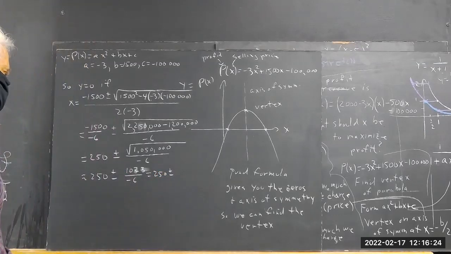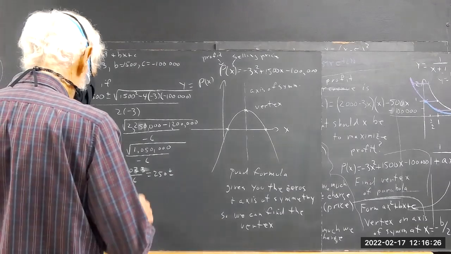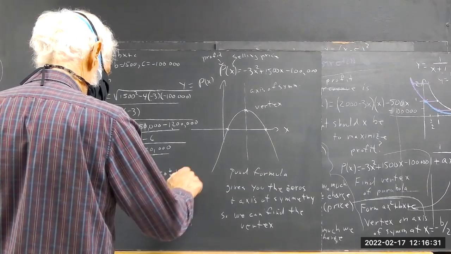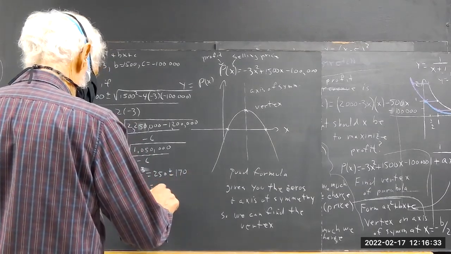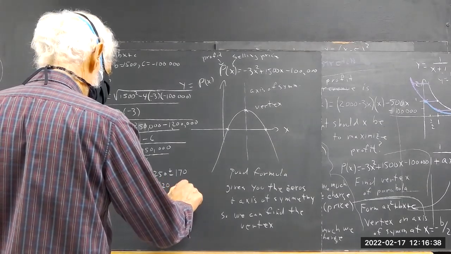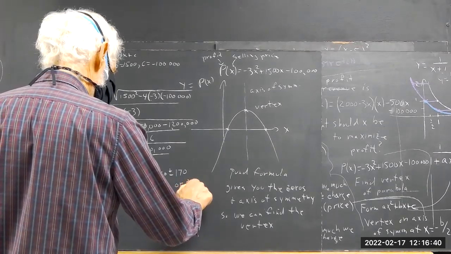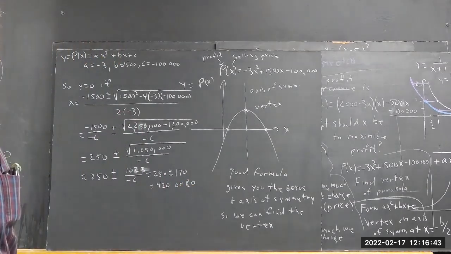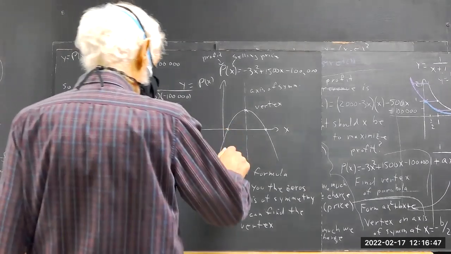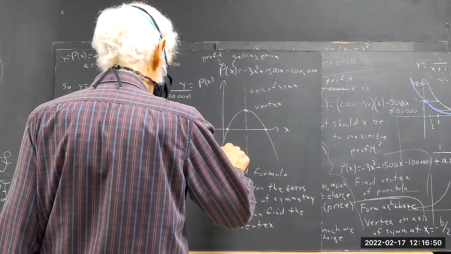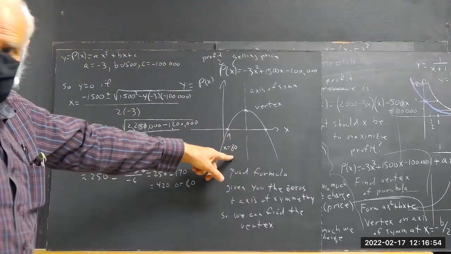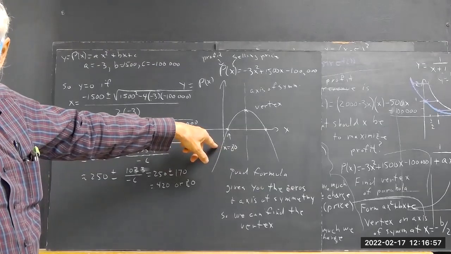That's going to be 250 plus or minus approximately. That's going to be like 170. So that is 420 or 80. So the quadratic formula tells us where this function is 0. So we now know that this is at 80. So if we don't sell at least 80 of these, we're going to lose money, right?